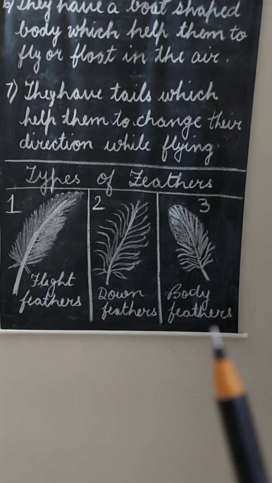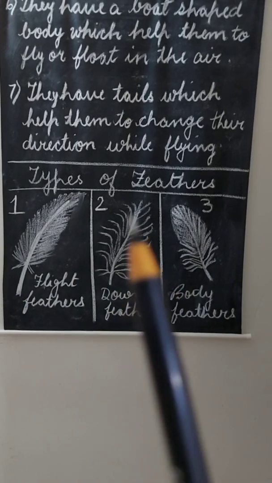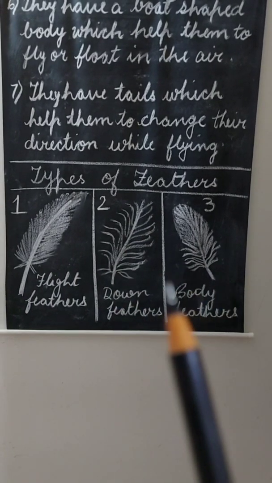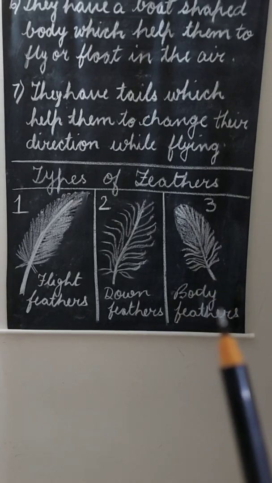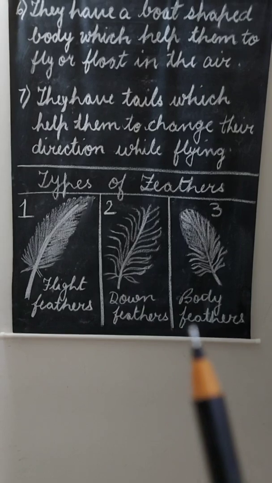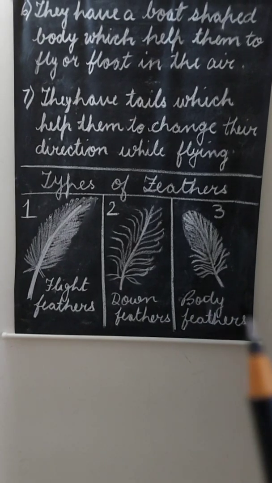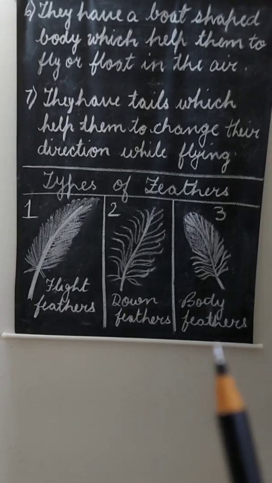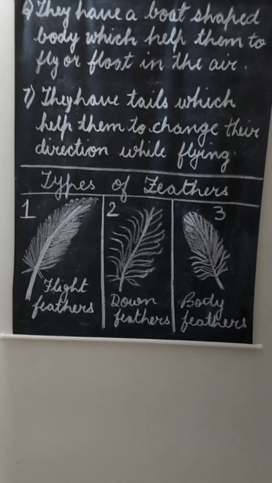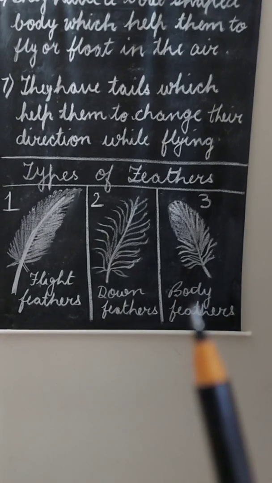Third is the body feather. These feathers form a layer on top of the down feathers. They cover the body of the bird and give them a shape. So basically, these feathers give shape to a bird's body.